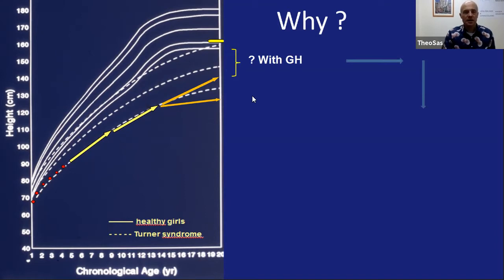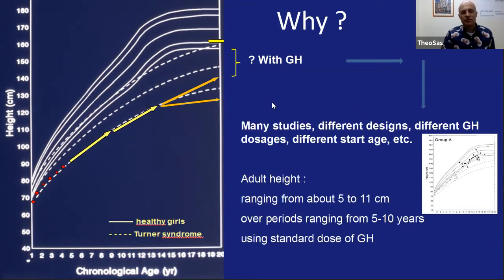And with growth hormone, we know now from several studies that it will increase your height. That is clear. But how much? There are quite a lot of differences between studies, different designs, different dosages, and different start ages. And we can see over here that if you start early with growth hormone treatment and you are treated for several years, it is possible to have an adult height which is closer to the normal heights for healthy girls, even when you use a standard dose.